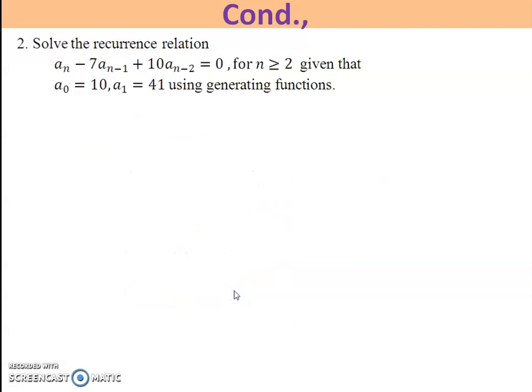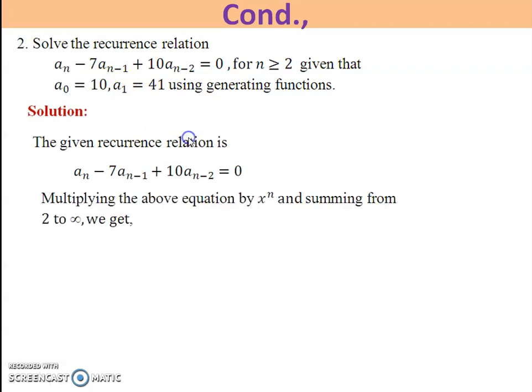Now second problem. Solve the recurrence relation an minus 7 an minus 1 plus 10 an minus 2 equal to 0, given that n greater than or equal to 2. Given that a naught equal to 10, a1 equal to 41. Okay, now first write the recurrence relation. Now multiply by x power n on both sides and take summation from 2 to infinity because n is greater than or equal to 2.